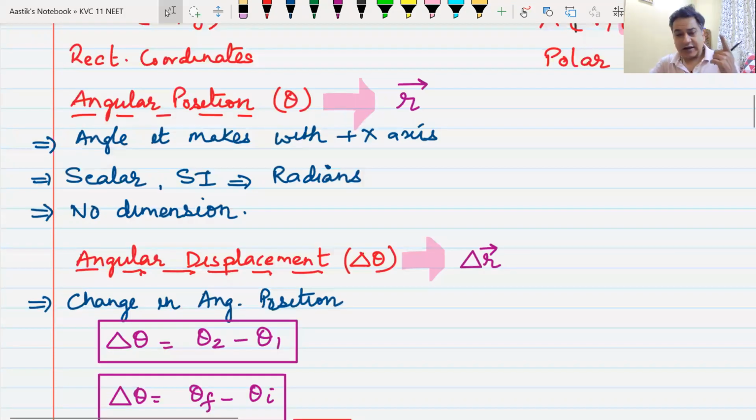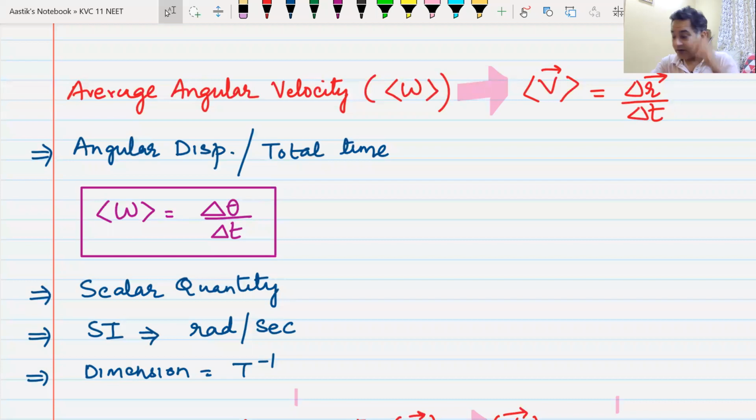In linear motion, we had position vector. Here we had angular position theta. In linear motion, we had displacement. Here we have angular displacement. There we had average velocity. Here we have average angular velocity. Everyone remember this? Yes or no?